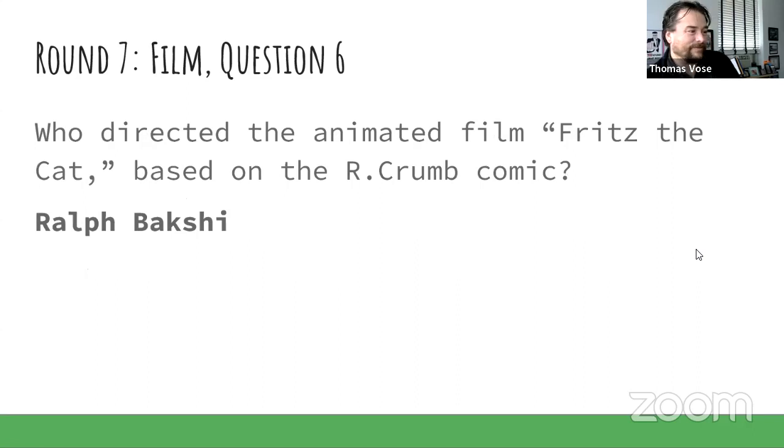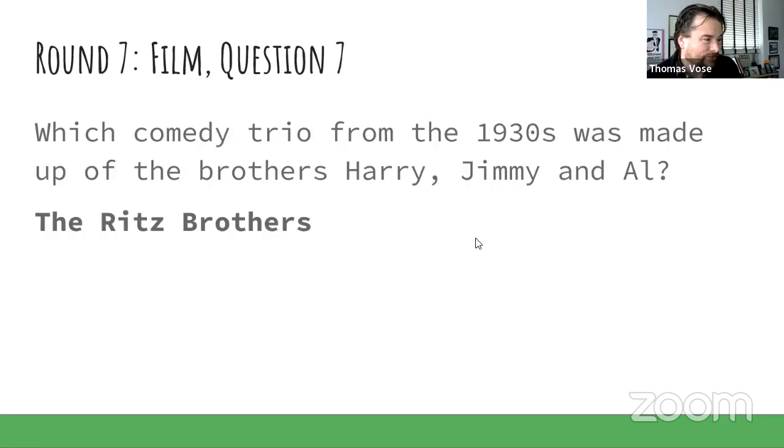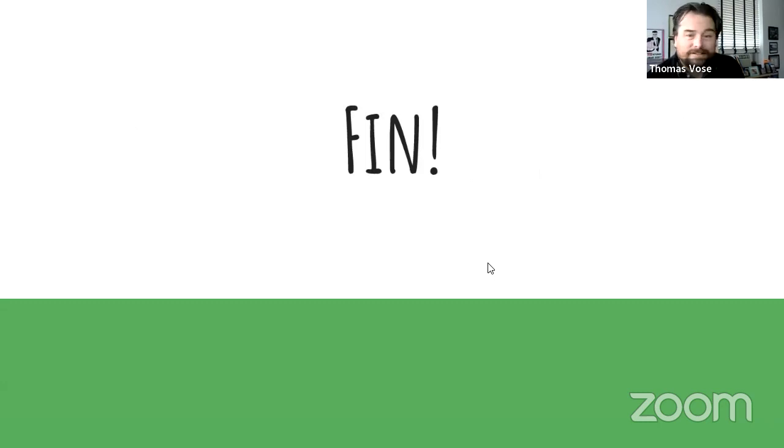Question 6, Ralph Bakshi, who did a whole lot of stuff, including Cool World and the Lord of the Rings animated adaptation, which, from what I understand, nearly drove him nuts. And then question 7 was the Ritz brothers, which aren't very well known nowadays. That one's a tougher one. Everybody knows the Marx brothers, everybody knows the Stooges, but the Ritz brothers, not so much. So, that is the end of that.